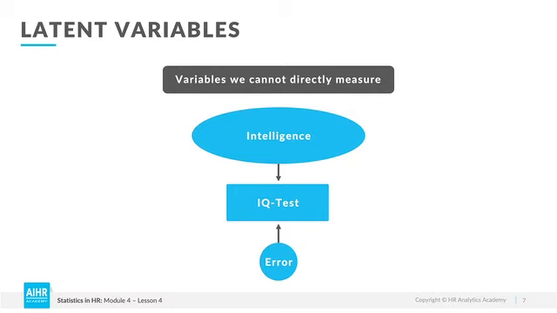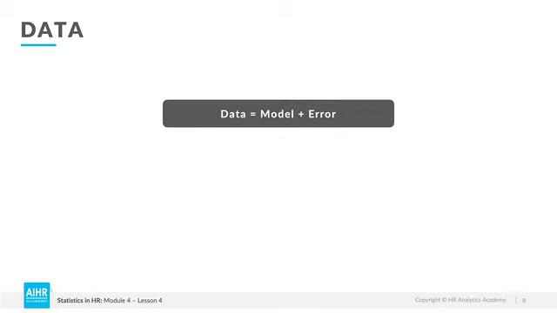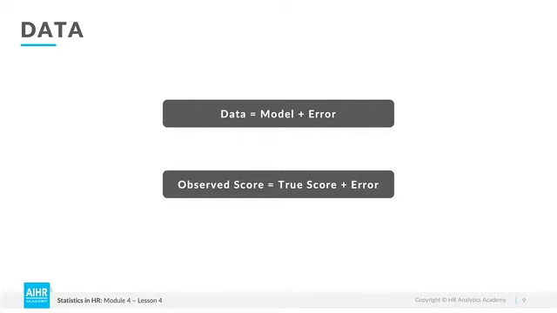You already learned quite a bit about errors in the lesson on linear regression, so I won't go too much in depth. But to repeat what I said then, the data in our model can be characterized by the following formula. Data equals model plus error. We can also use some other words for this. Observed score is true score plus error. What we want to achieve with SEM is to minimize this error. This will allow us to more accurately predict what we want to predict.